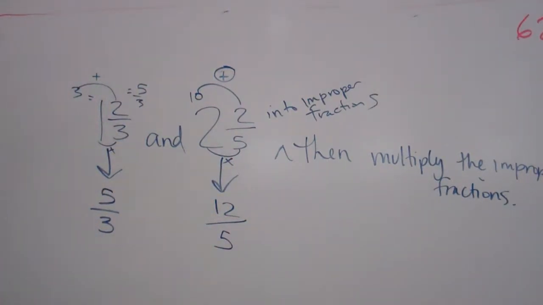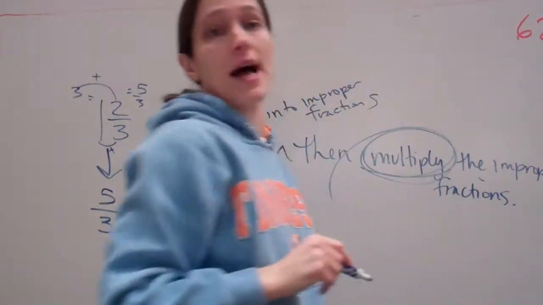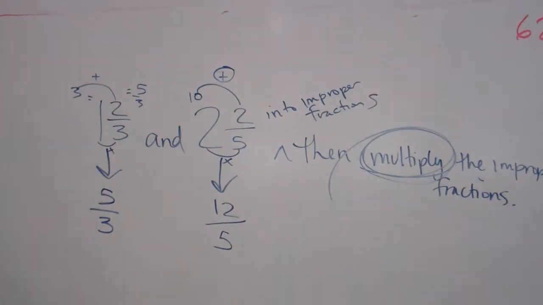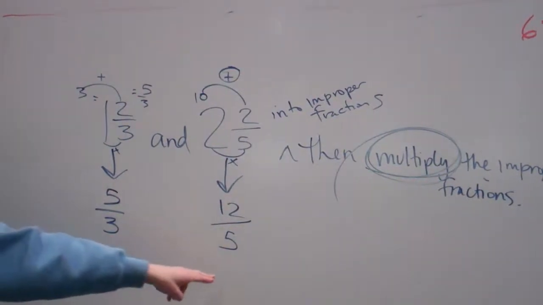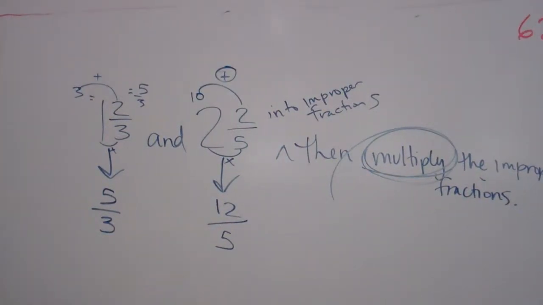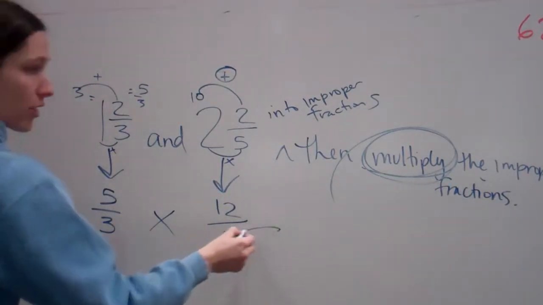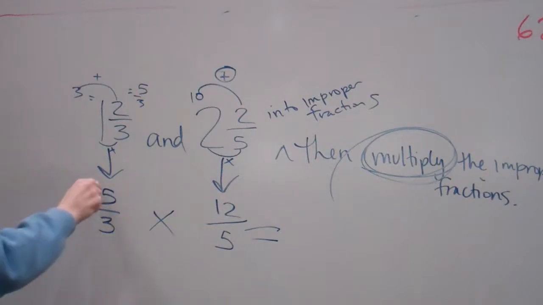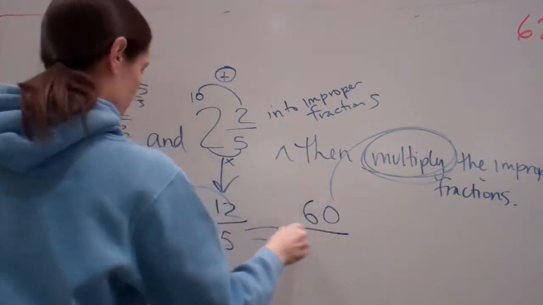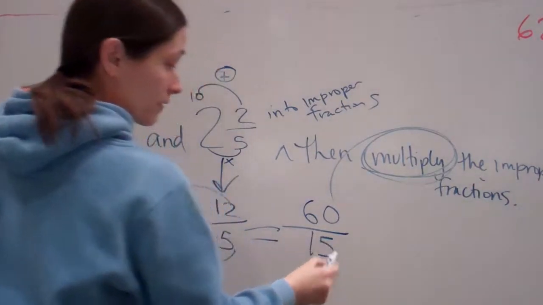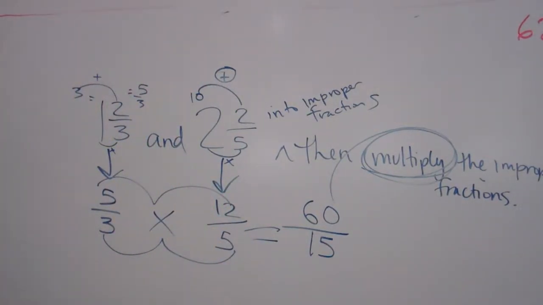Does it matter that my denominators are the same? No, do not get tricked, because we're wanting to multiply, not add or subtract. If we were adding or subtracting, we would have to make them the same denominator. But because we are multiplying, after we do it, do we make it proper? Yes. Okay, so let's work this problem. They told us to multiply the improper fractions. 5 times 12 is 60. 3 times 5 is 15. What's wrong with this problem, Isaac? It's improper. So I need to make it proper.